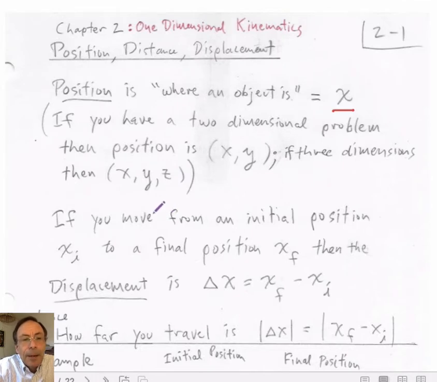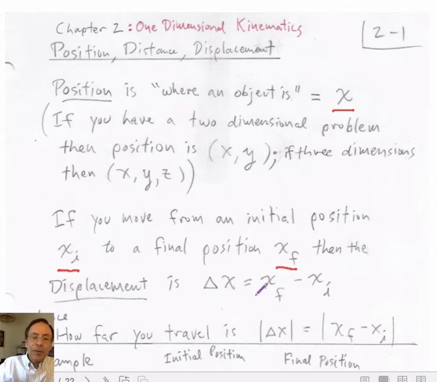Okay. Now, if you move from one location to another location, we would say we have an initial x called x sub i, and then we've moved to a final location, a final position, which we'll call x sub f. And then the displacement, this is a new word, we're going to call that delta x, and a delta means a change, so the change in position, which is equal to the final minus initial positions.